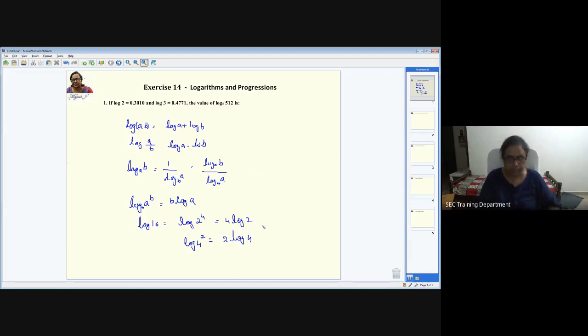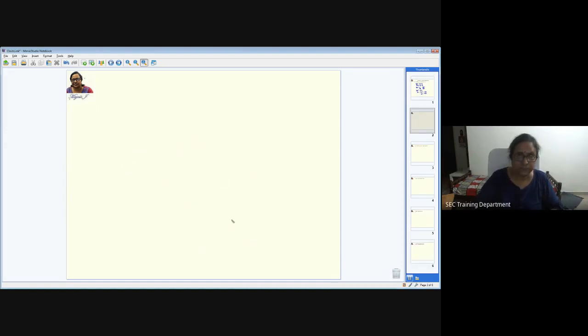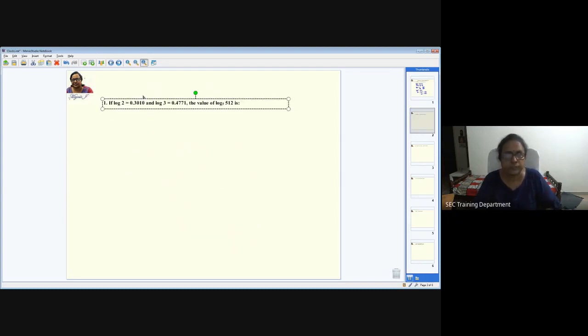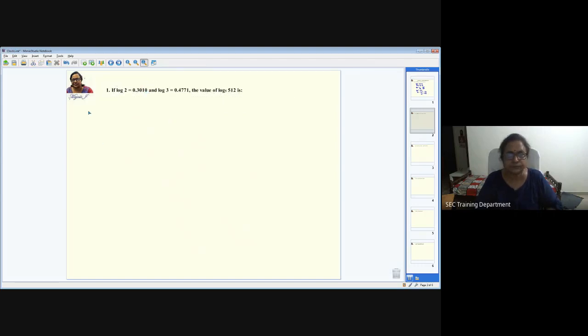I'll go to the next page. Now you tell me this. Let me copy this problem here. Please tell me how to do this. You are given the log 2 value and log 3 value. What is the value of log 512 to the base 5? The question is log 512 and the base is 5. So how will you proceed in this?